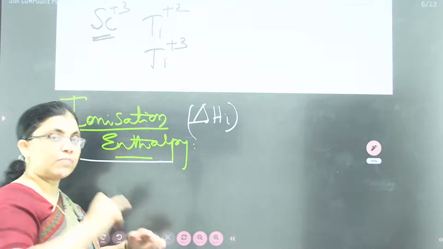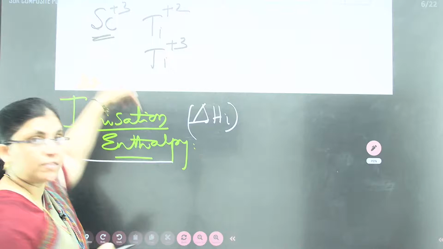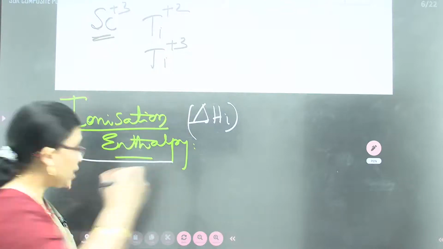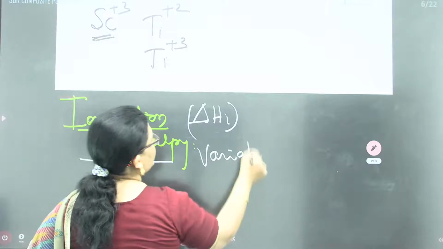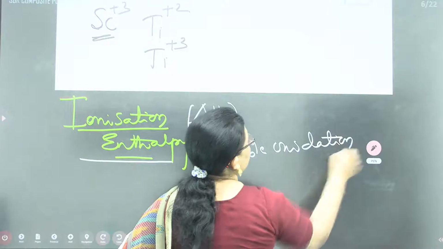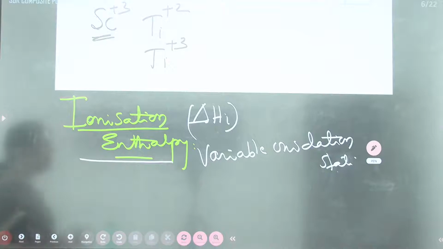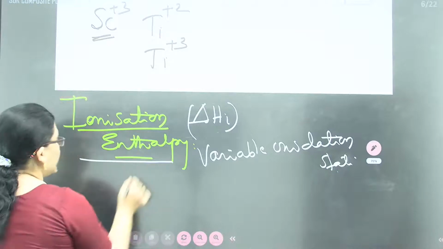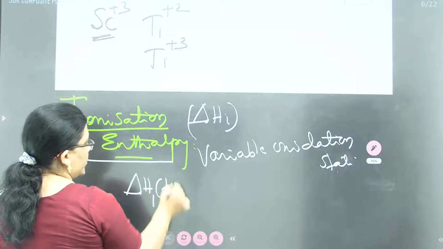That's why the first ionization enthalpy of d block elements is important. Because earlier, in an earlier slide, we said that they are going to show different or variable oxidation states, depending on the number of electrons lost. That's why, whenever we are dealing with the first ionization enthalpy of d block elements, okay?